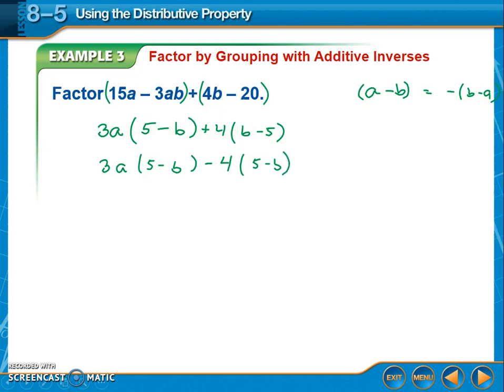So now looking at this, our terms have 5 minus b. So I'm going to pull out 5 minus b, and then what I have is 3a and minus 4. So it's going to be 3a minus 4. And now it's factored.